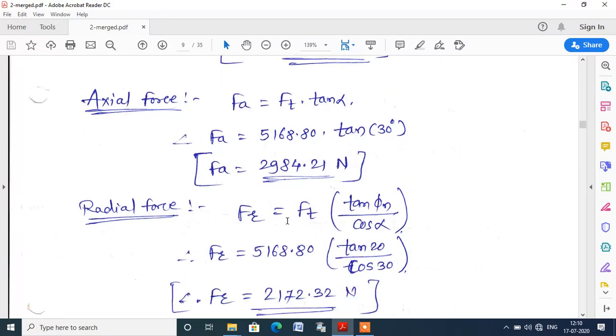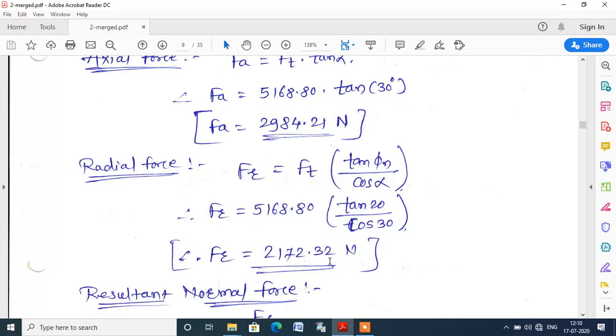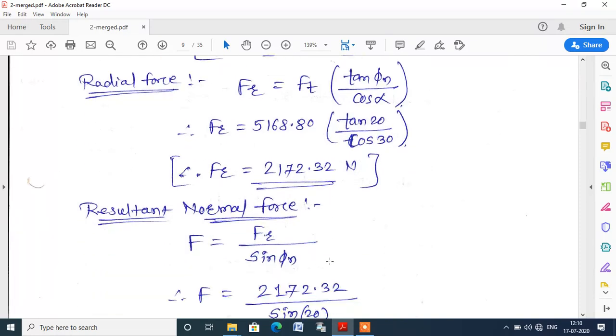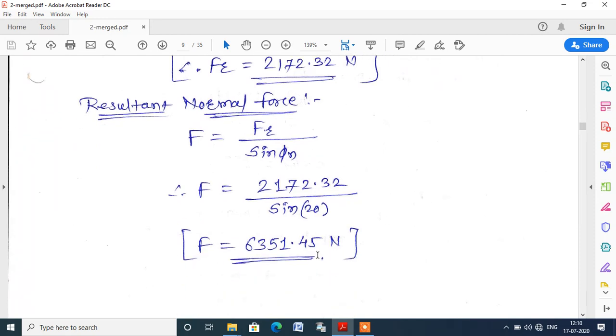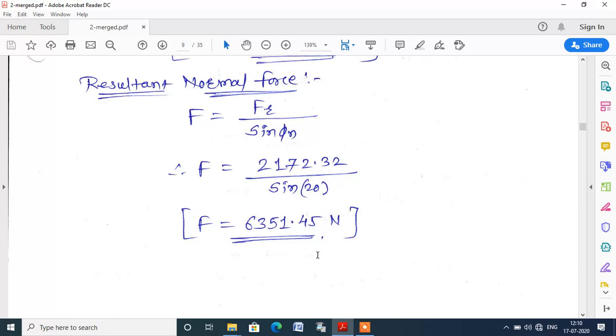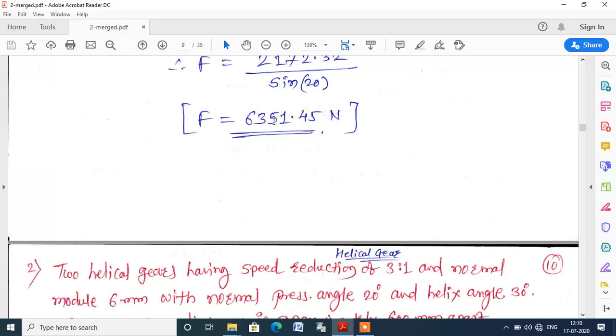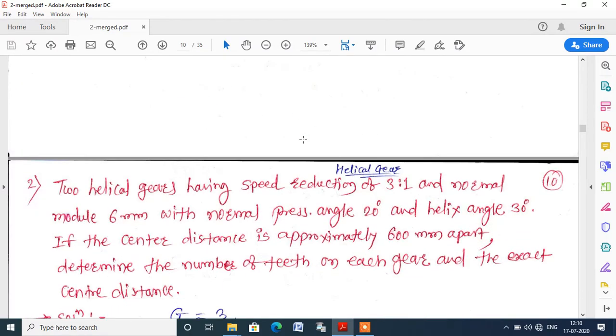Radial force Fr equals Ft into tan phi n upon cos alpha. So tan phi n, tan 20, divided by cos 30, into Ft. So we'll get a radial force of 2172.32 Newton. Therefore, the resultant normal force F equals Fr upon sin phi n. So 2172.32 divided by sin 20. So we'll get a resultant normal force of 6351.45 Newton. In this way we have to solve the numerical.